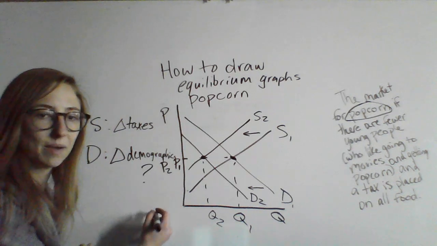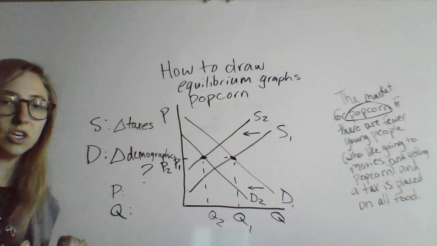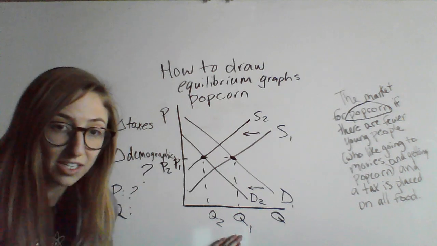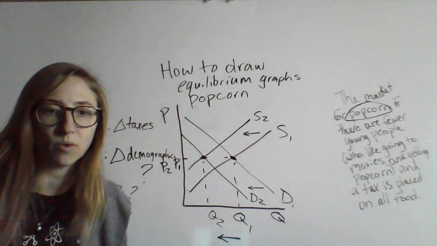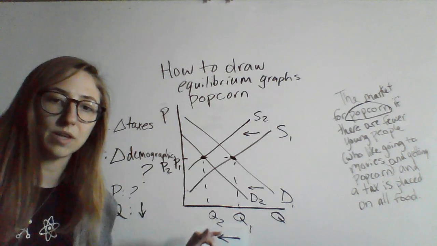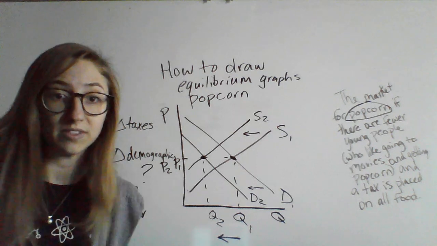Or you can indicate that separately. You can do P, question mark, but your quantity definitely goes down. Both of these shifts are going to make quantity go down, so it for sure goes down. You can indicate your arrow and P and Q either on the sides of the graph or in a separate area or both, but you have to have it somewhere.